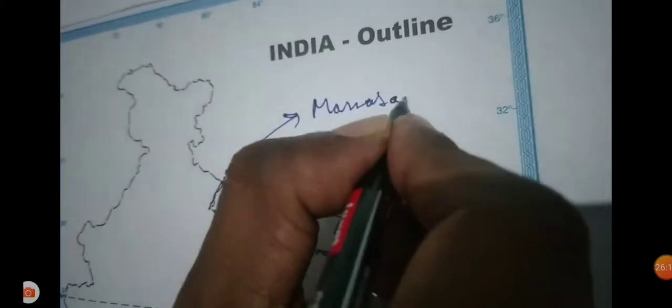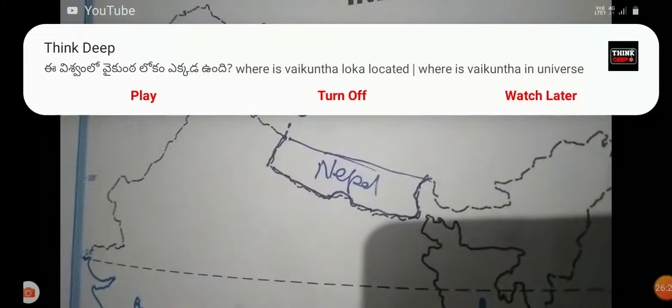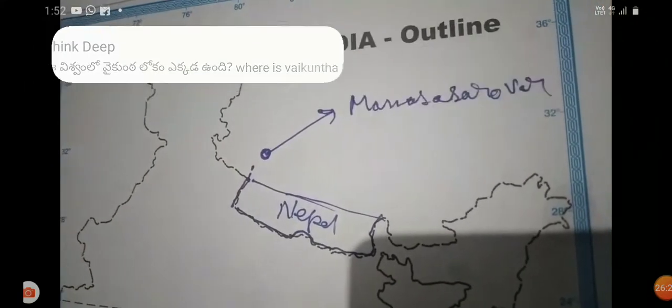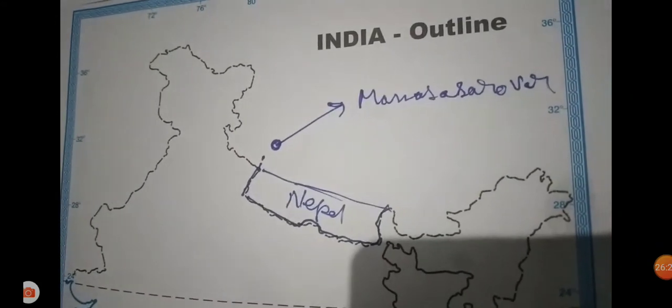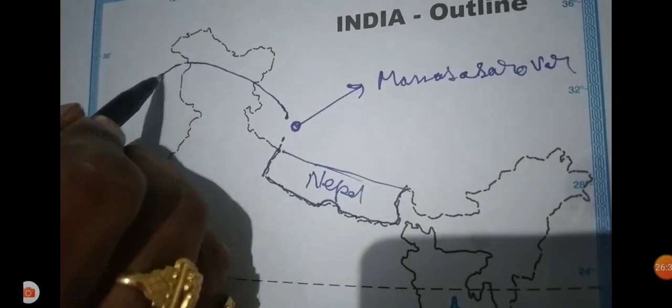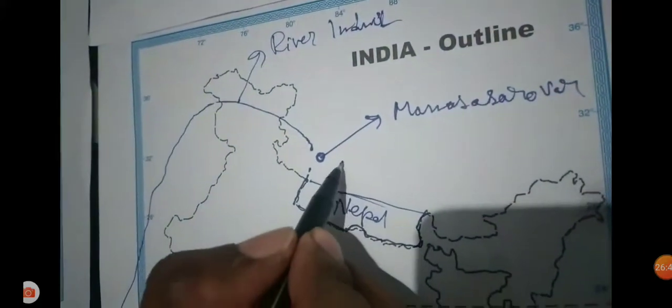Manasarovar Lake is the birthplace of three perennial Himalayan rivers: River Indus, River Ganga, and River Brahmaputra. These three are the perennial Himalayan rivers.